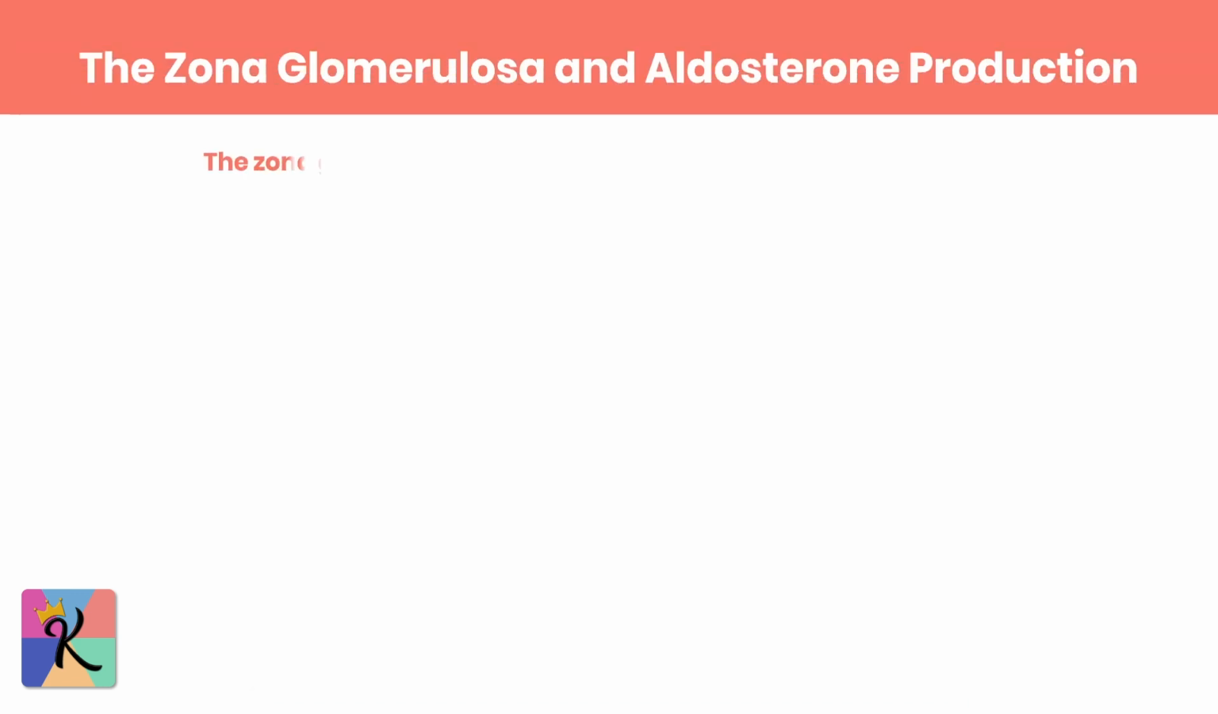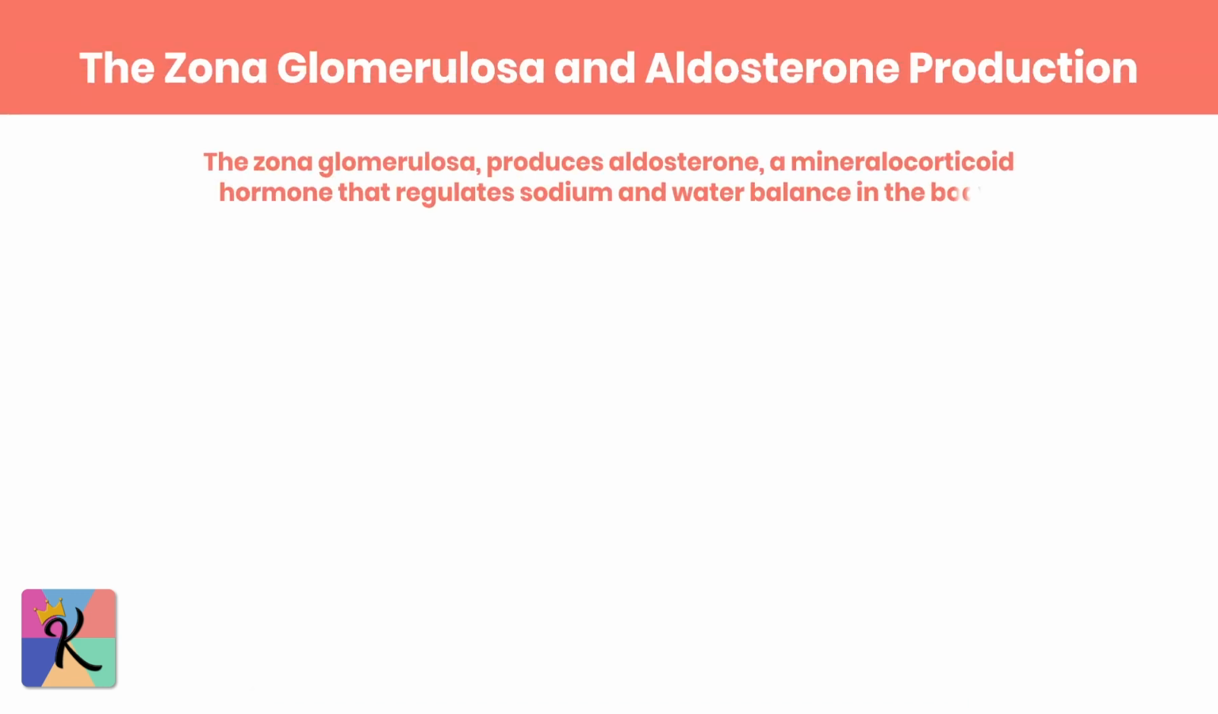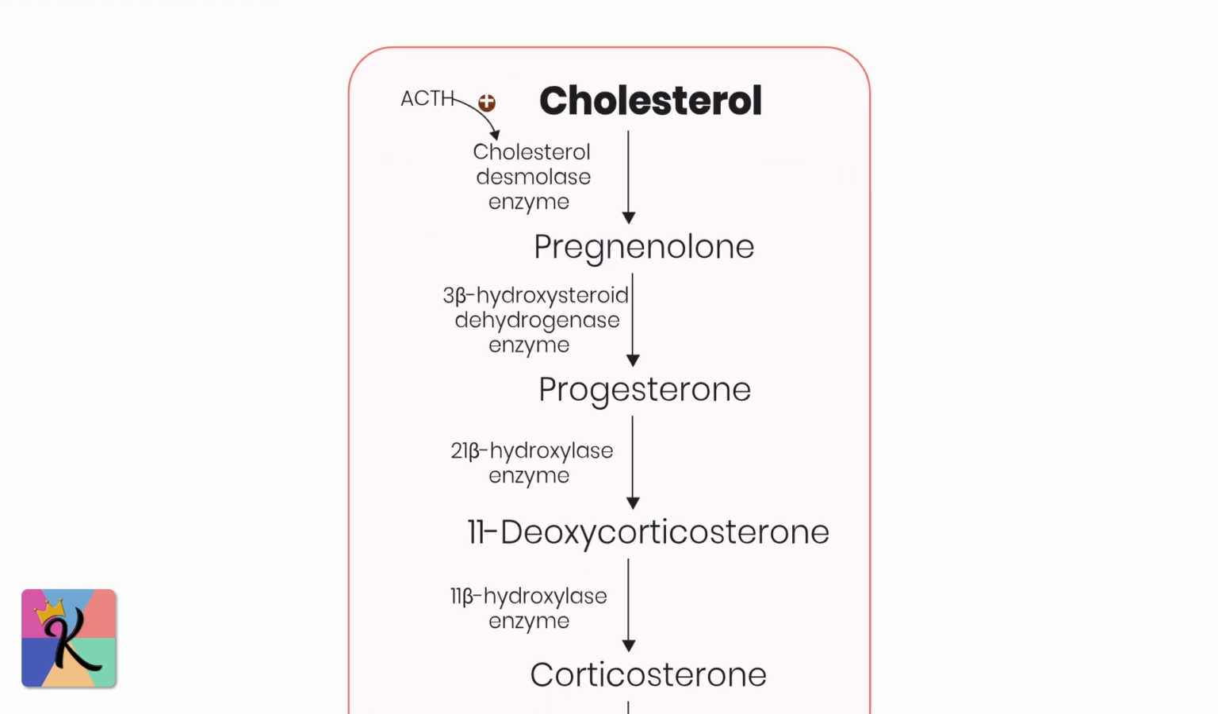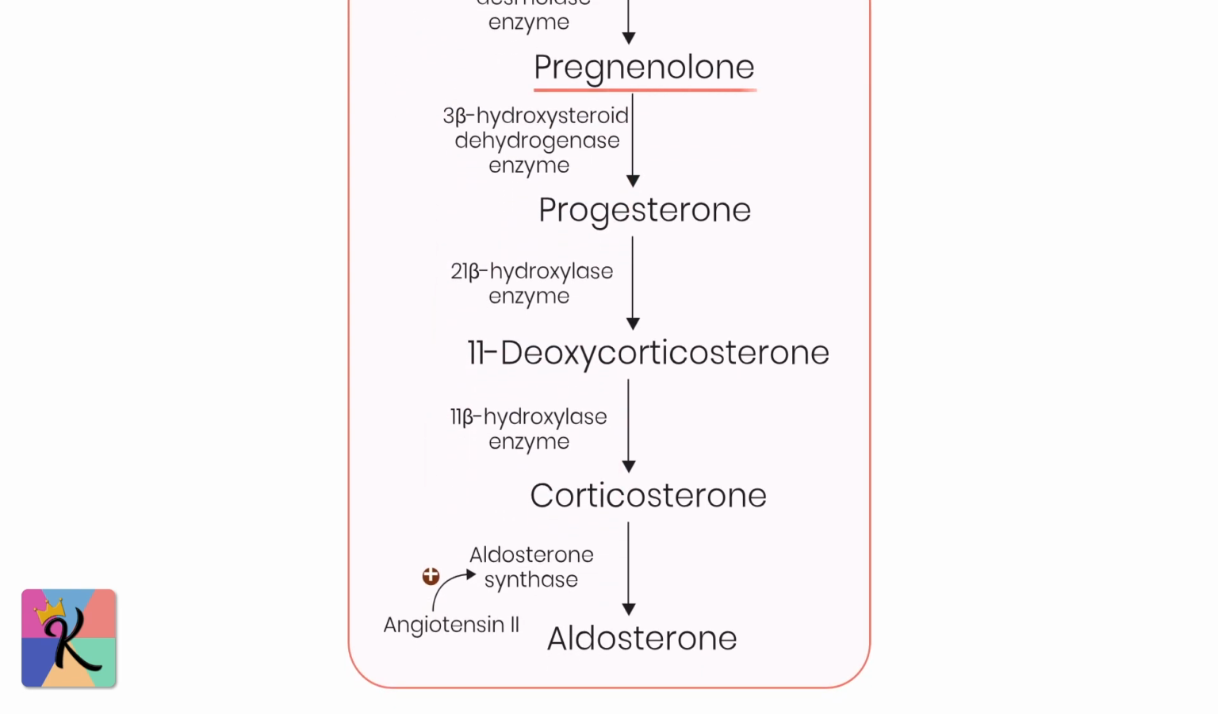The outermost layer, the zona glomerulosa, produces aldosterone, a mineralocorticoid hormone that regulates sodium and water balance in the body. Aldosterone production begins when ACTH, released by the anterior pituitary, binds to receptors on these cells, stimulating them to take up cholesterol. Cholesterol is converted to pregnenolone by the enzyme cholesterol desmolase.